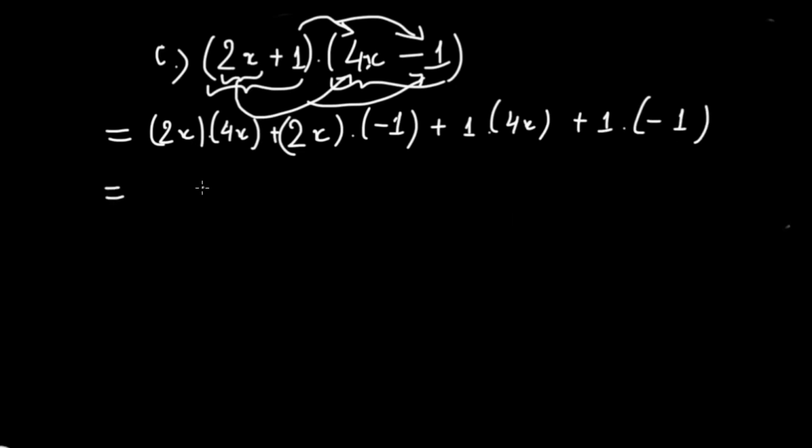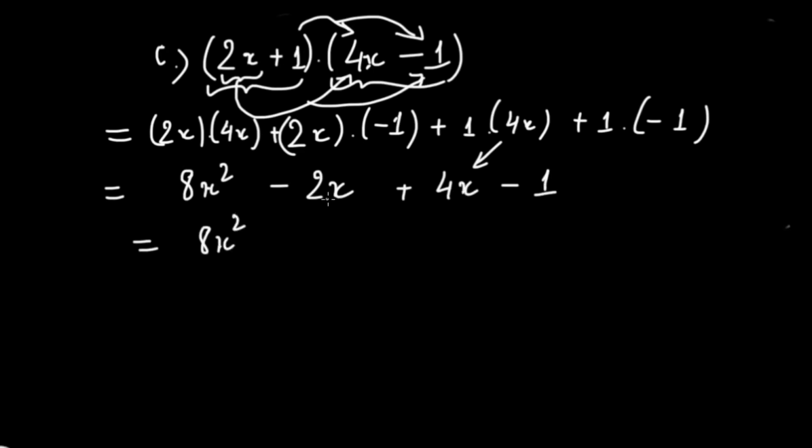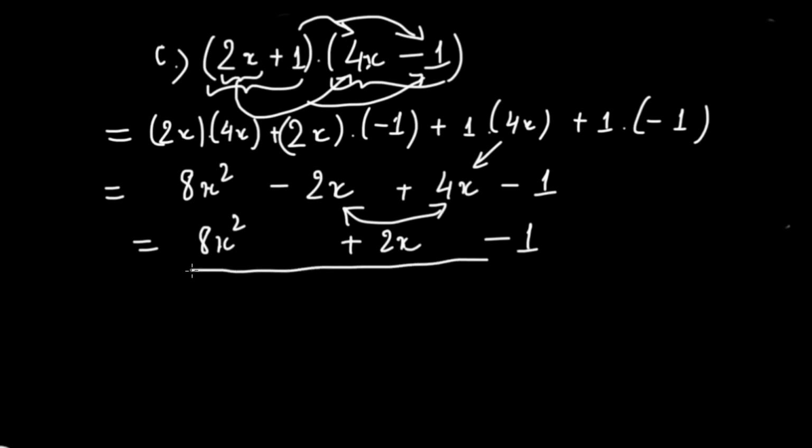Now we have 2x times 4x, you get 8x squared. 2x times negative 1, you get minus 2x. Plus 4x: 1 times 4x, you get 4x. 1 times negative 1, you get minus 1. Now we put 8x squared down. We see 4x and minus 2x, they are like terms, so we can combine them together. 4x minus 2x, you get positive 2x. Minus 1, you put it down. And this is the final answer for this question.